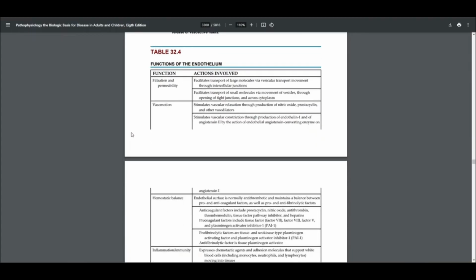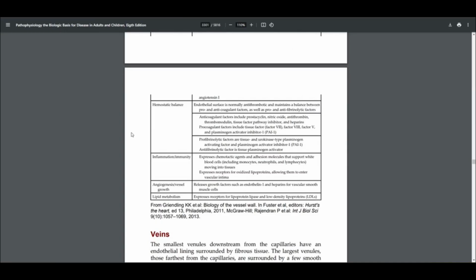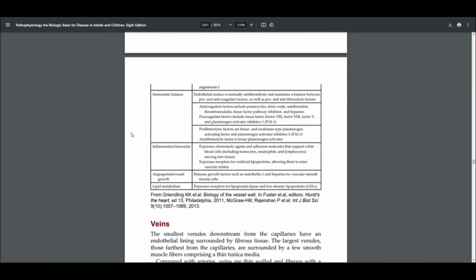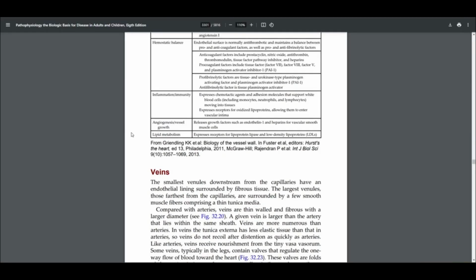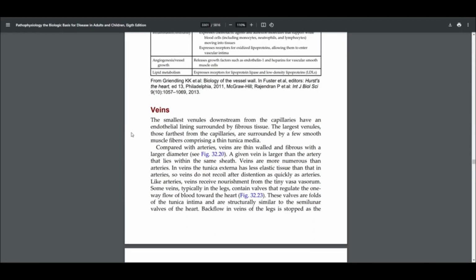So there are some functions of the endothelium: filtration and permeability, vasomotion, hemostasis balance, immune or inflammation response, and angiogenesis, vessel growth. And lastly, lipid metabolism.